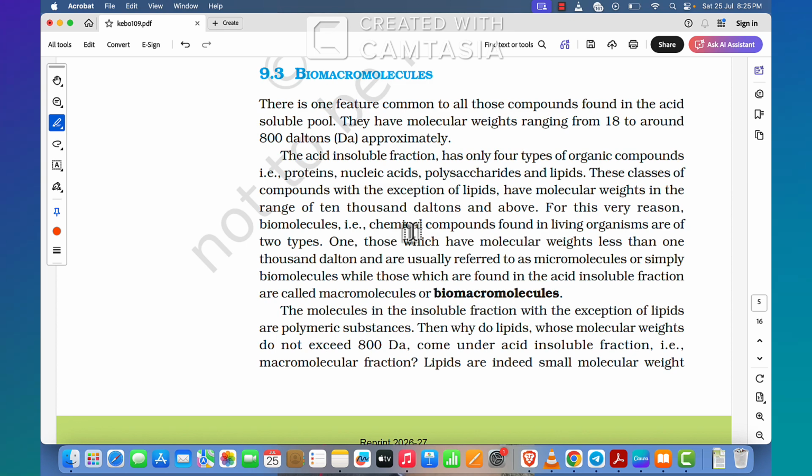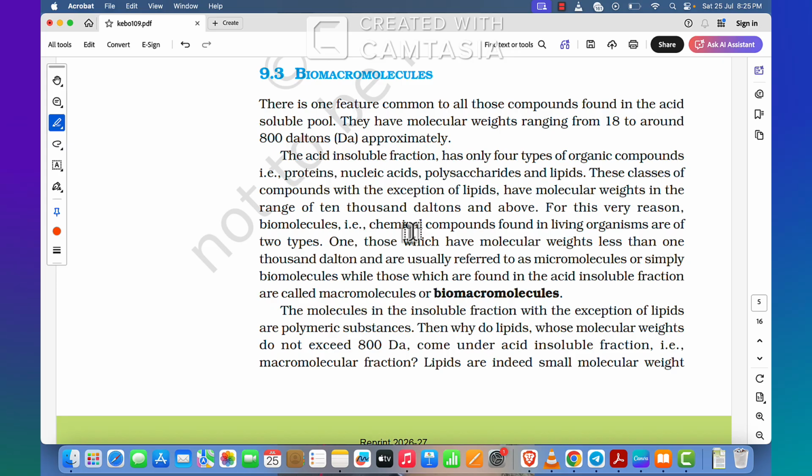Biomacromolecules. There is one feature common to all those compounds found in the acid-soluble pool. They have molecular weight ranging from 18 to 800 daltons approximately. The acid-insoluble fraction has only four types of organic compounds, that is proteins, nucleic acids, polysaccharides, and lipids. These classes of compounds, with the exception of lipids, have molecular weight in the range of 10,000 daltons and above.